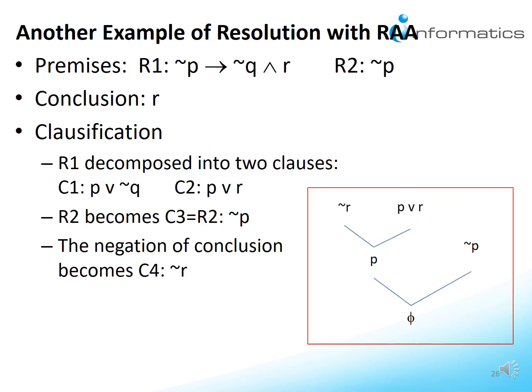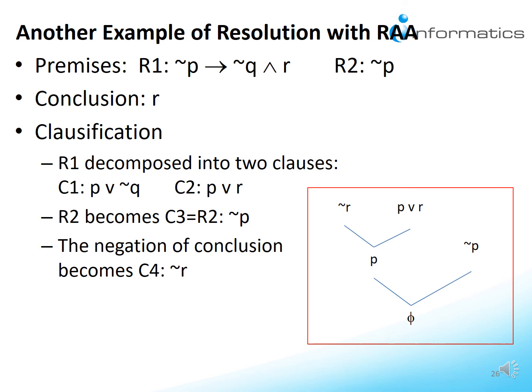Let's look at another example of resolution with RAA. The premises are R1, not P implies not Q and R, and R2, not P. The conclusion is R. This is a quite straightforward argument, because R1 can be weakened to not P implies R. And since not P is true, by modus ponens, R will be true. But we want to formally apply the resolution principle with RAA. So we clausify R1. Previously, R1 has been classified and divided into 2 clauses, P or not Q, and P or R. And R2 is simply clause 3. The negation of the conclusion is simply clause 4.